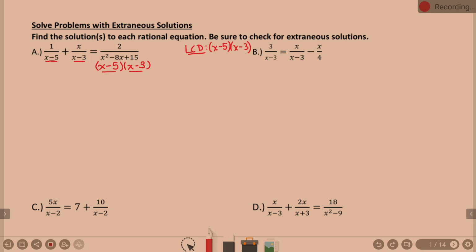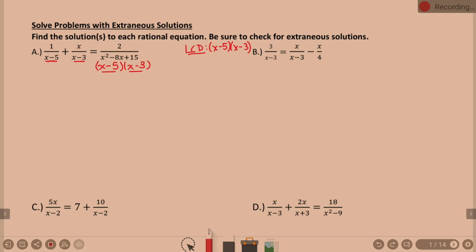And it was no coincidence that x squared minus 8x plus 15 factored into x minus 5 and x minus 3. Least common denominator: anything in common, which there was an x minus 5 in common, there was an x minus 3 in common, and then any leftovers. We just didn't have any leftovers here. Okay, we just had the common pieces.